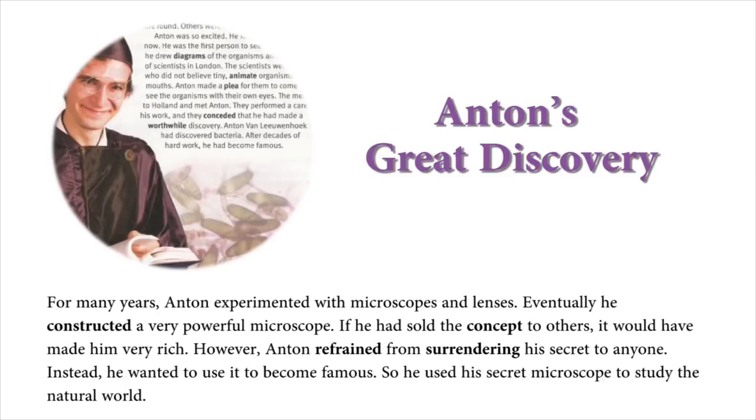For many years, Anton experimented with microscopes and lenses. Eventually, he constructed a very powerful microscope. If he had sold the concept to others, it would have made him very rich. However, Anton refrained from surrendering his secret to anyone. Instead, he wanted to use it to become famous.